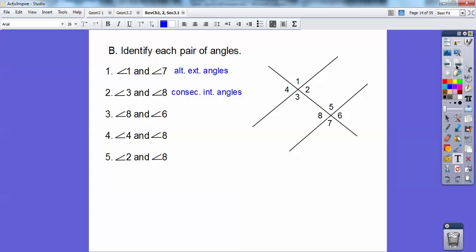All right, 8 and 6, well that's easy. Those guys are called vertical angles when they're opposite each other like that. 4 and 8. Here's 4 and here's 8. Those guys are corresponding. One's an outie, one's an innie in between the two lines. If you could slide this line over on top, this 4 would slide right on top of that 8. That's how I remember corresponding angles. And then 2 and 8. They are alternating on a transversal. They're inside the two lines, so alternate interior angles.